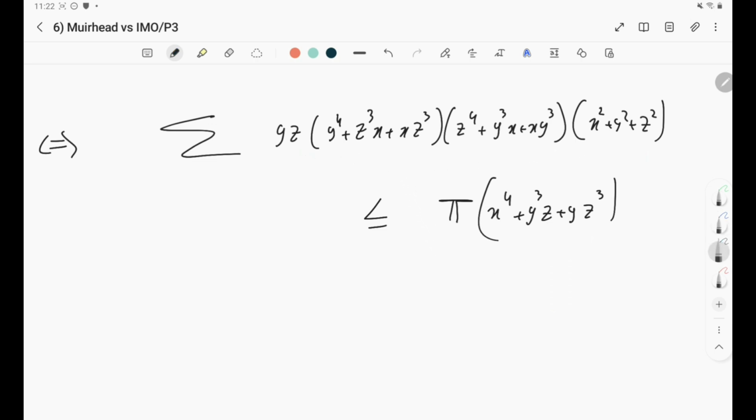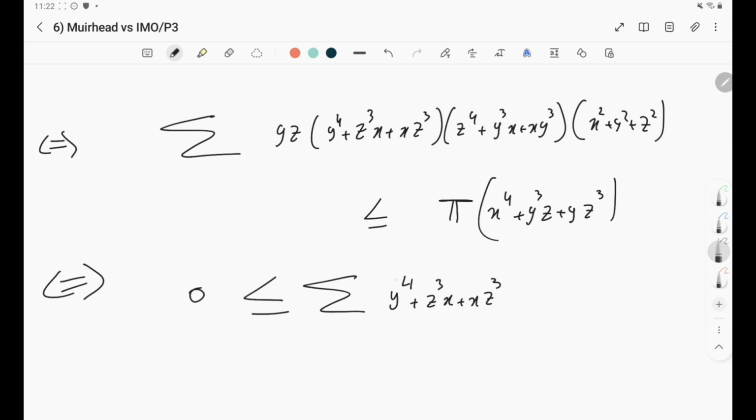The idea is that this is going to be less difficult than expanding this thing. Let me show you what I mean here. Let's say this is 0 and this is less than, and as we said, we're going to take this as a common factor. We'll make it sigma and take y to the 4 z cube x, xz cube, times z to the 4 plus y cube x plus xy cube.